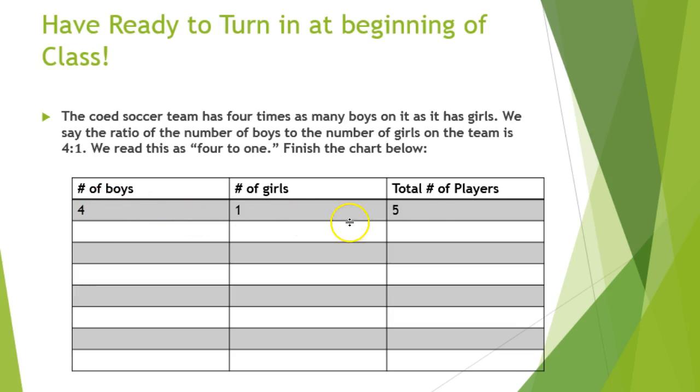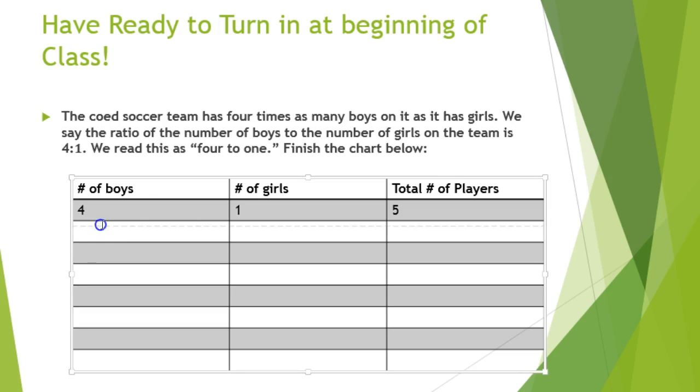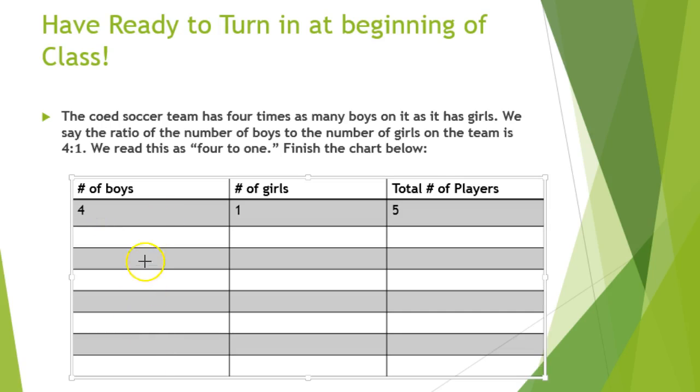So if I started out 4 to 1 equals 5 players, if I multiply 4 by 2, I get 8. And then if I do the same thing to my girls, multiply it by 2, I get 2. So the total number of players is 10. Just like when we were finding equivalent fractions, we would have to multiply or divide the top number and the bottom number by the same thing. Same thing goes for our ratios.